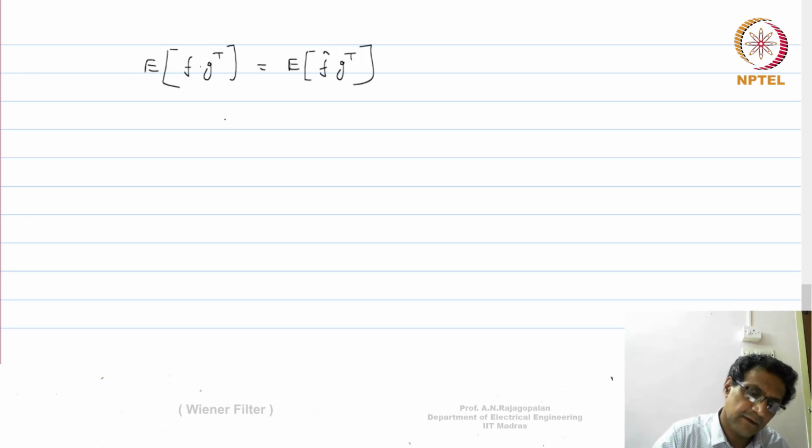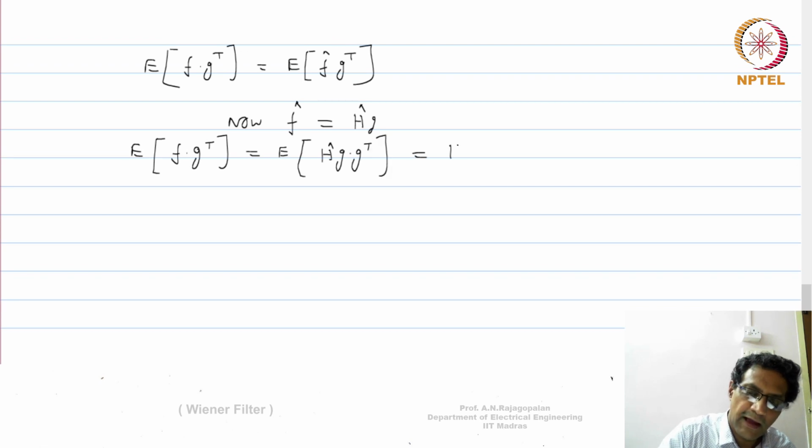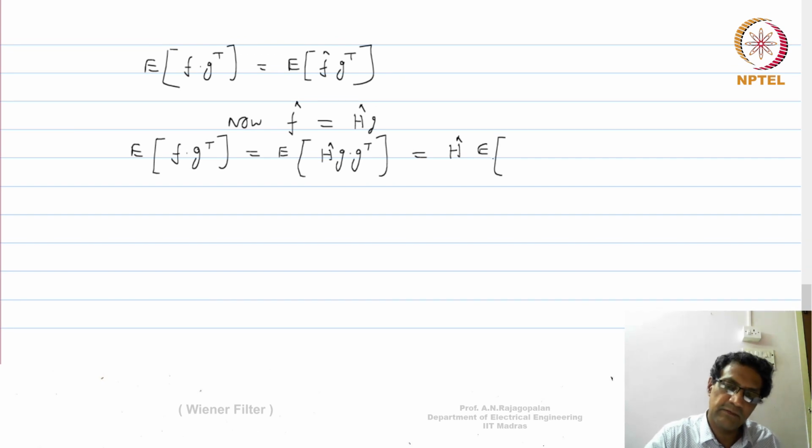Now, what do we have for F hat? F hat by itself is H hat into G, correct? And therefore, what we have is expectation F into G transpose is equal to expectation F hat, which is H hat G transpose, or is equal to H hat expectation, because H hat is simply a matrix of constants. So, G transpose. Now, each is a vector here. F is a vector. So, F G transpose is a matrix. This is a matrix. H hat is a matrix, and so on.